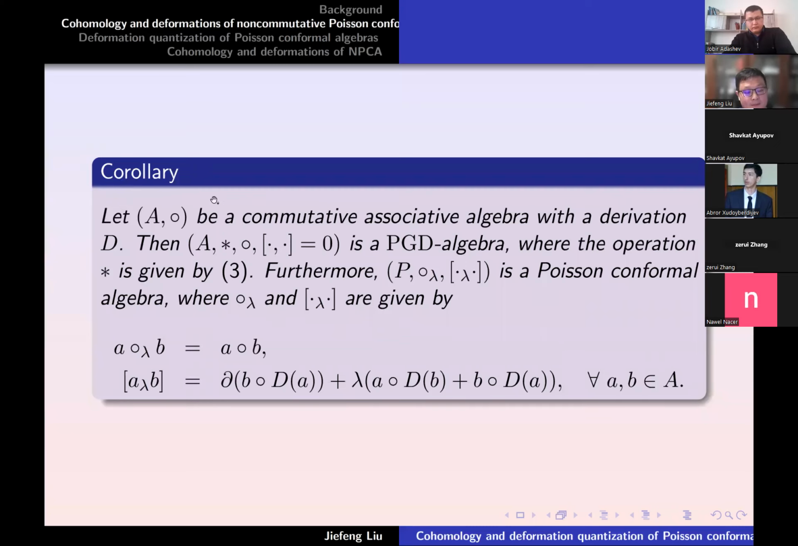As a corollary, let A be a commutative associative algebra with a derivation D. Then A is a PGD algebra, where the bracket is trivial. Furthermore, it gives a Poisson conformal algebra, where the λ operation and bracket are given as follows. So there are many examples of Poisson conformal algebras.